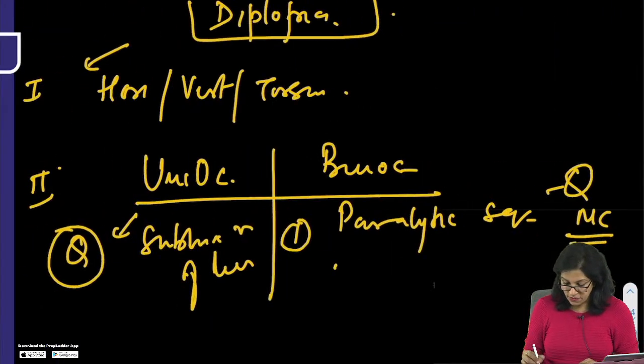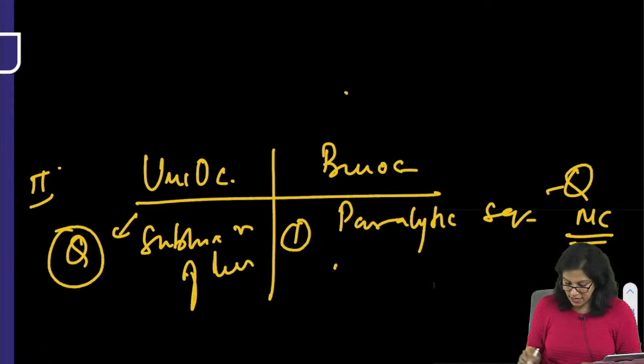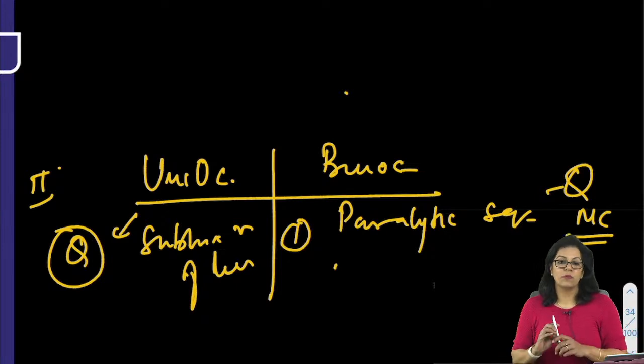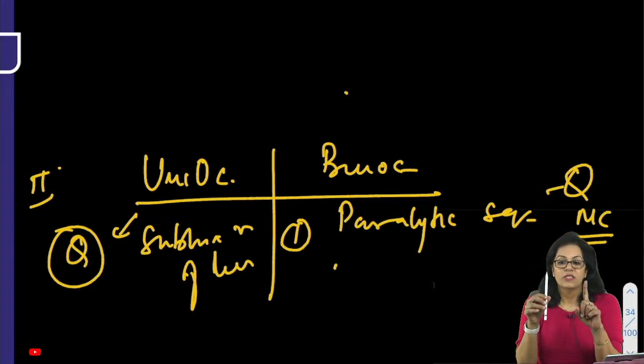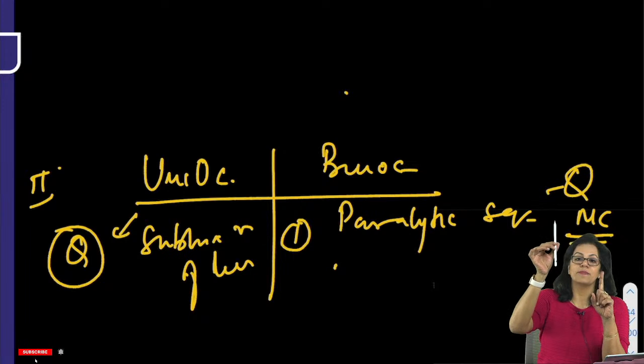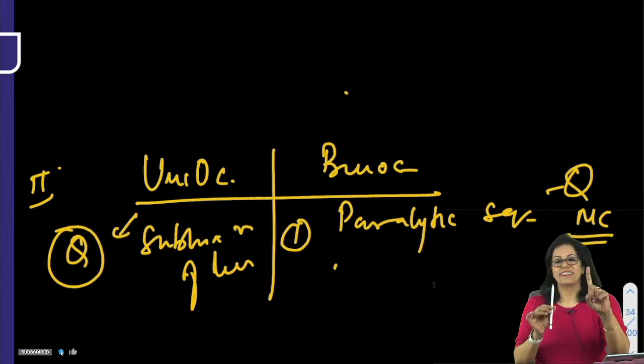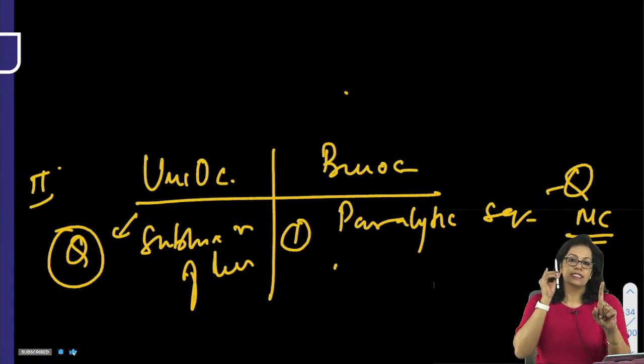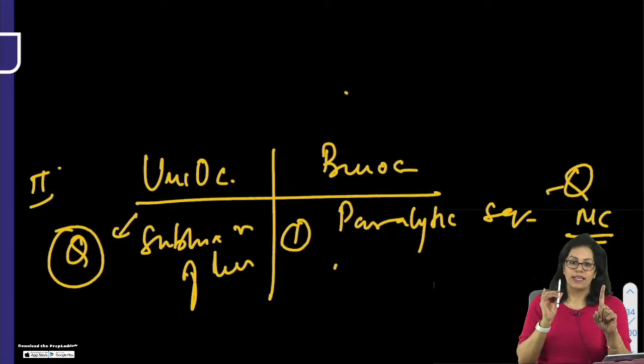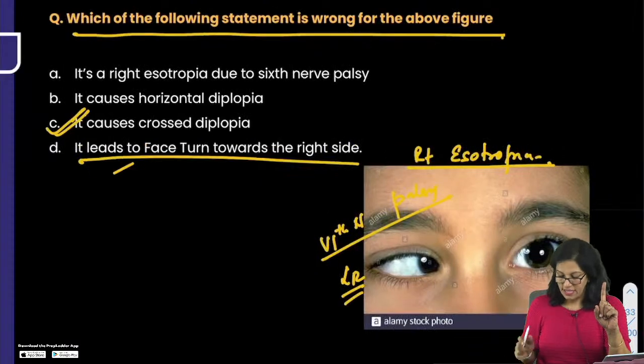The third way of classifying diplopia is, can I rub this? Crossed or uncrossed. First understand, what is crossed and what is uncrossed? Suppose this pen is the false image, this is the true image. And it is this side of the eye which has the paralyzed muscle, there is a squint on the right side. In this patient also the squint is on the right eye.